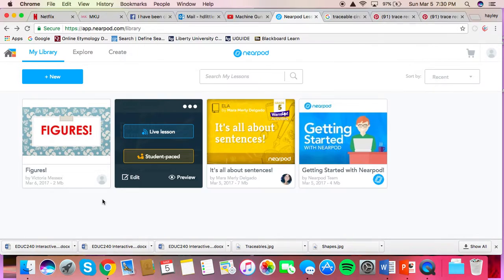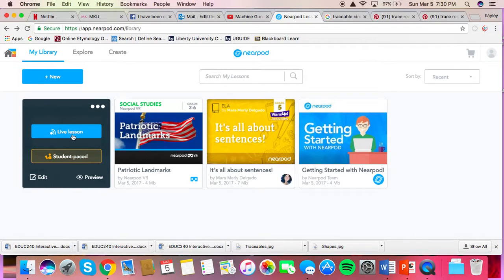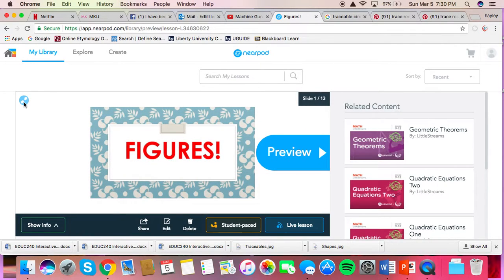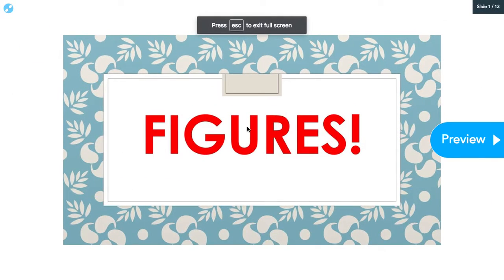From there, you're going to open up the Nearpod activity. You are going to move the mouse over the Figures folder and click on Live Lesson. From there, it is going to give you a password that you are going to share with the students. For now, we are just going to click on Preview so I can go through what you're going to be doing with the students with you. I'm going to enhance this for you.